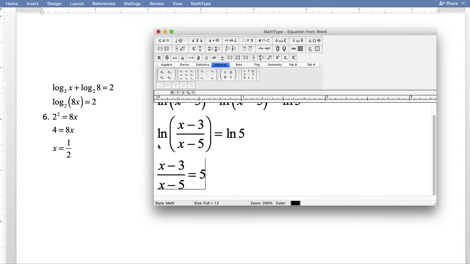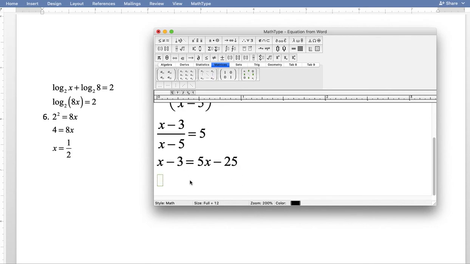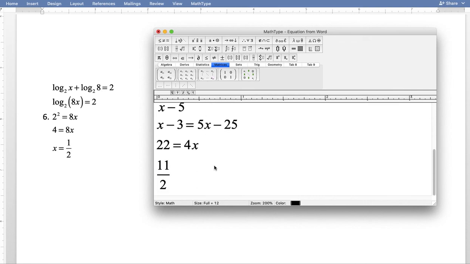I have a rational equation. I'm going to cross multiply. This is going to give us x minus 3 equals 5x minus 25. And it becomes an equation that we can use our arithmetic steps to solve rather easily. I'm going to add 25. I'm going to subtract x. And then I'm going to divide. And there we have it.